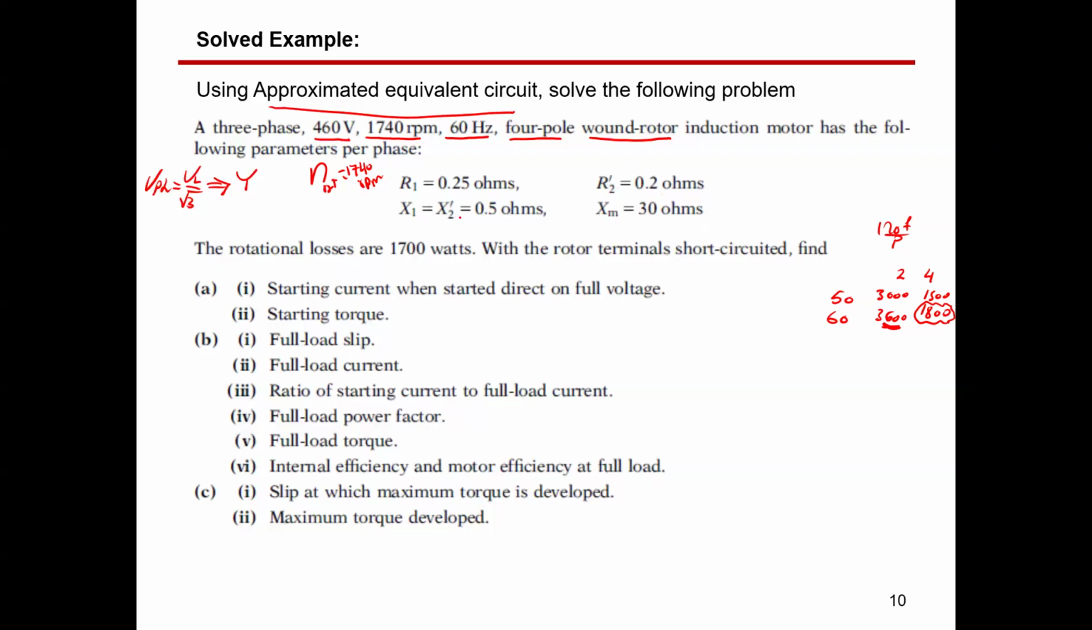X1 equals X2 prime equals 0.5 ohms. And this is also going to be equal most of the time. Why? Because of how we identify the motor parameters of the induction motor. When we identify the parameters, we assume that the two leakage reactances are equal. So in most of the problems, you will find that X1 and X2 prime are equal values. And Xm, the magnetization reactance, is given as 30 ohms.